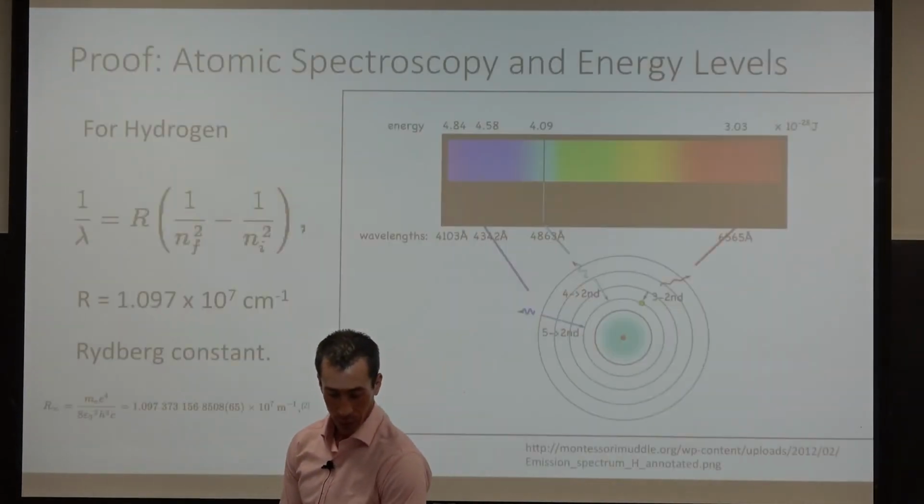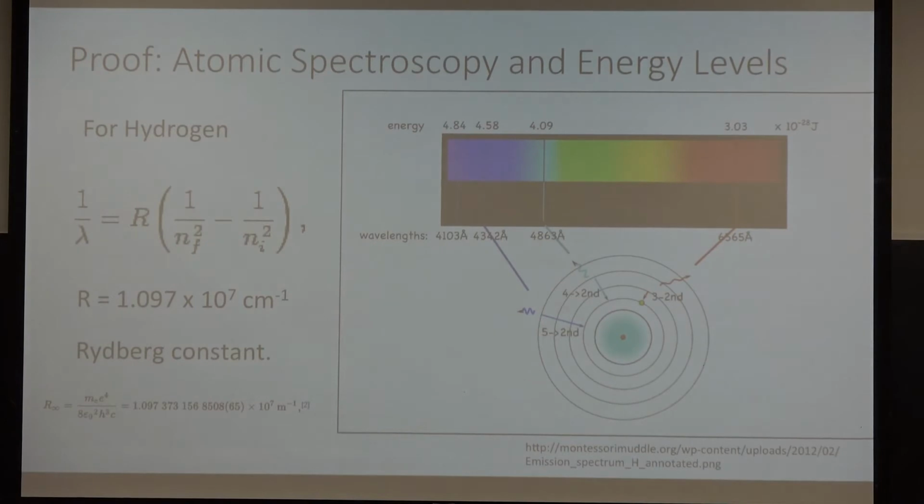And so what people looked at, this is an equation called the Rydberg equation and the Rydberg constant. This was one of the first ones that they saw, and you're looking at transitions to the second principal quantum number. And so you see these very specific lines that correspond, for example, the 4 to 2 is at 486 nanometers. 3 to 2 is less energy, right?